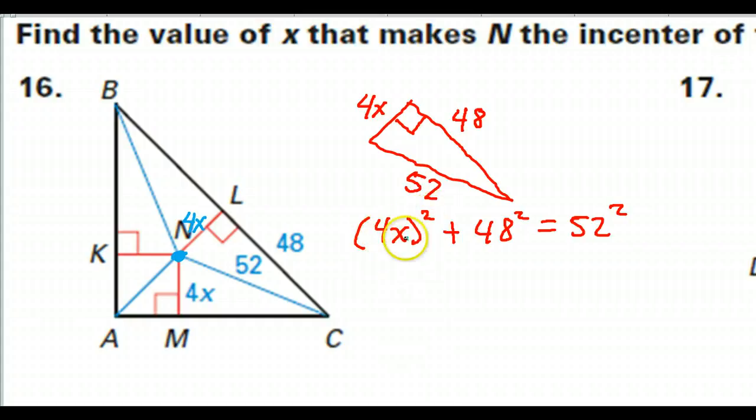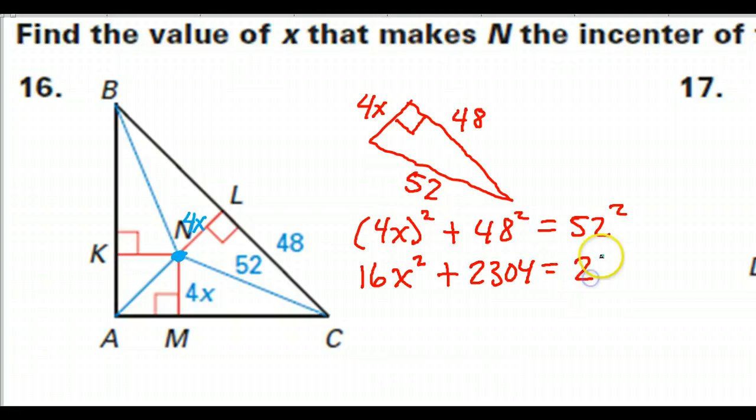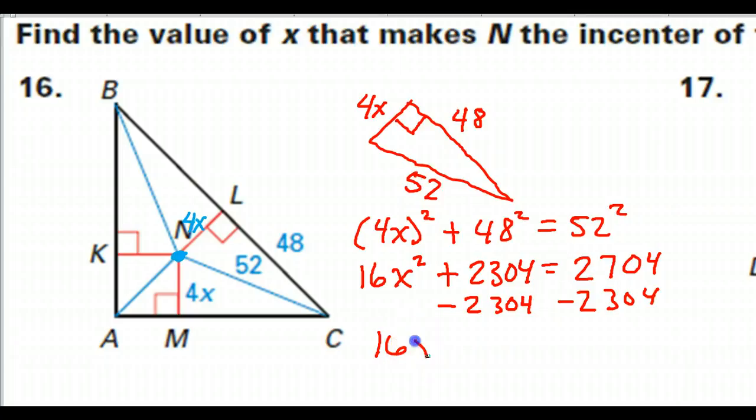So 4x squared, that's like 4x times 4x. That's going to be 16x squared. All right, 48 squared is 2,304, and 52 squared is 2,704. So subtracting 2,304 from both sides, that's going to give me 16x squared is equal to 400.